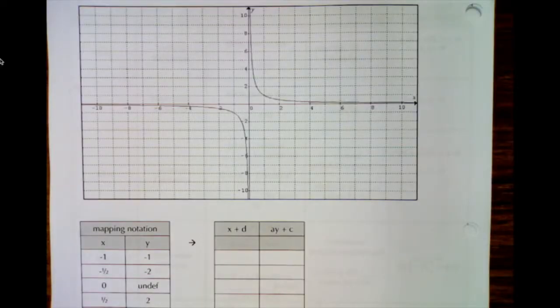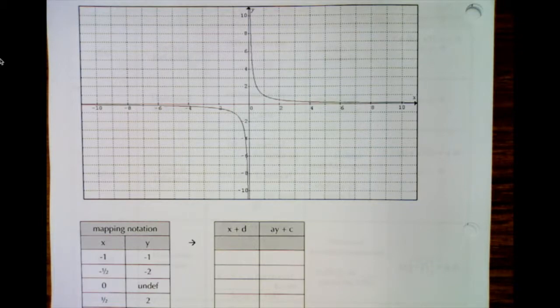Okay, this is a second video for lesson 1.4, transformations of functions. This is an example of how to do a mapping notation equation. So what I've done for this is I picked one of the more difficult parent functions to transform, and that's the rational function f of x equals 1 over x. And our goal is to sketch a graph using mapping notation.